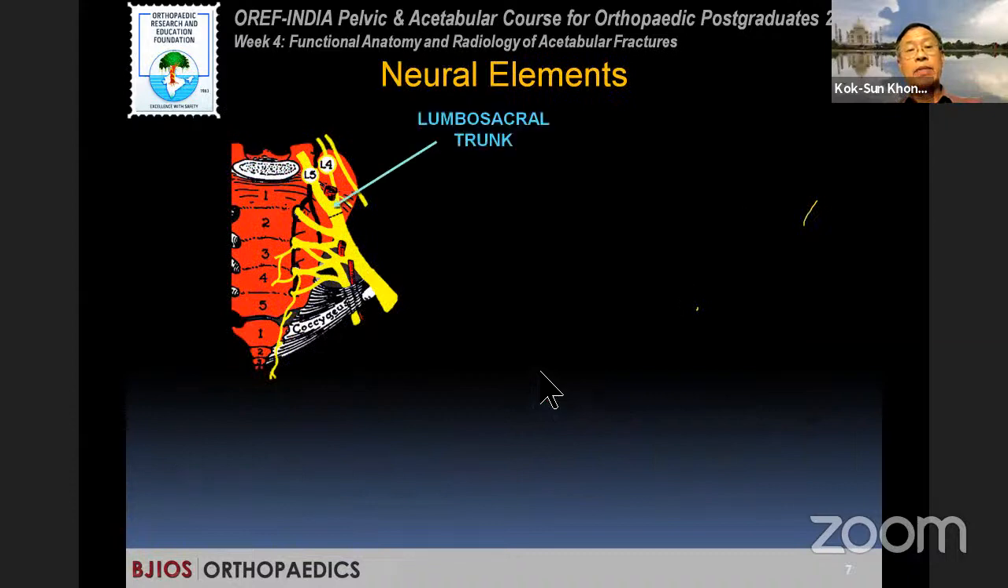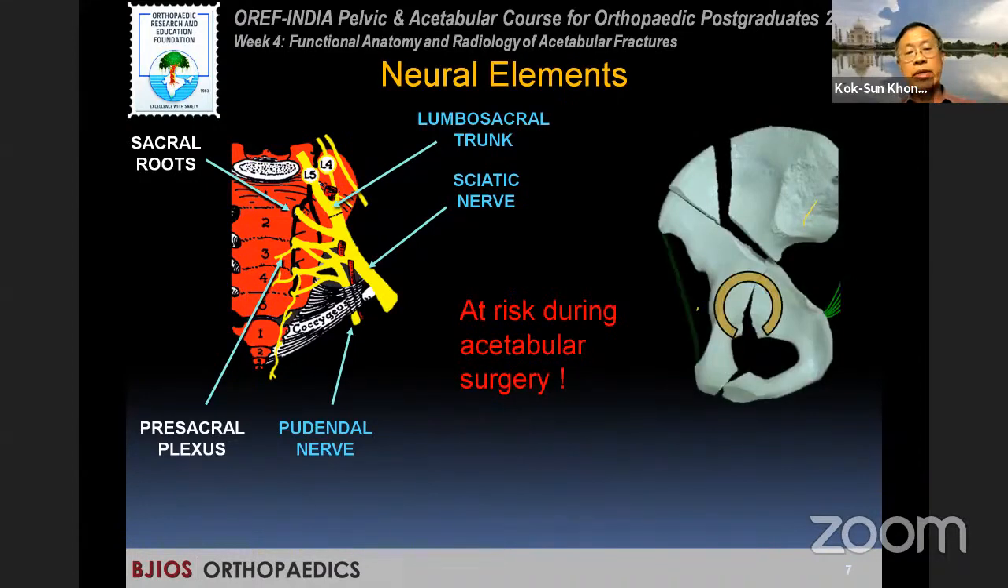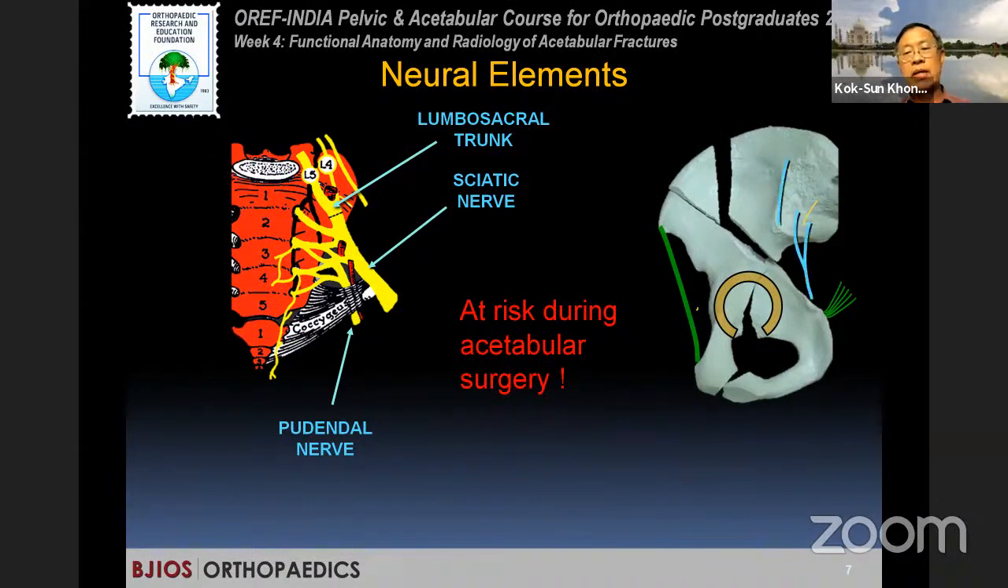What are the neural elements? You see these are the standard anatomy branches from the lumbosacral outflow. But we are interested today in the acetabular area. So at risk during acetabular surgery are a few of these nerves: the lumbosacral trunk and the sciatic nerve coming down, and then the pudendal nerve in the pubic rami.